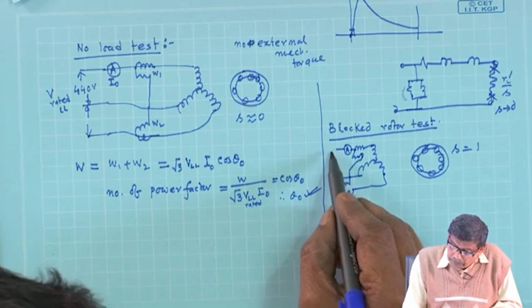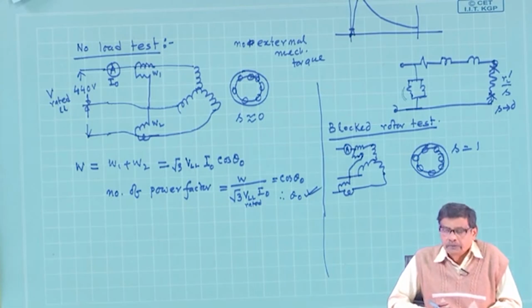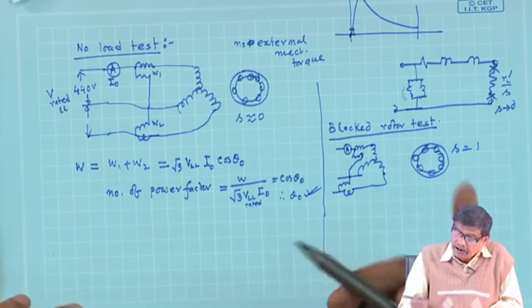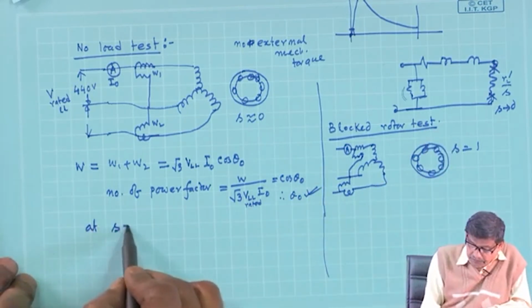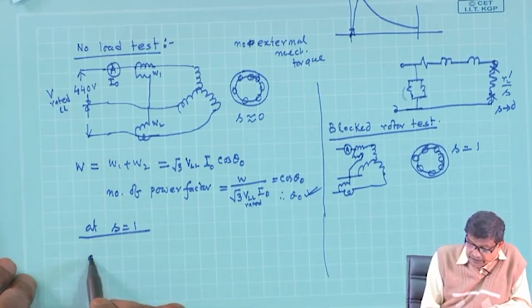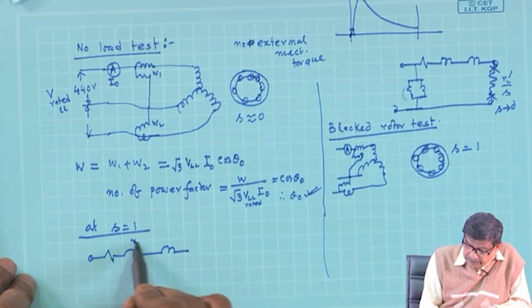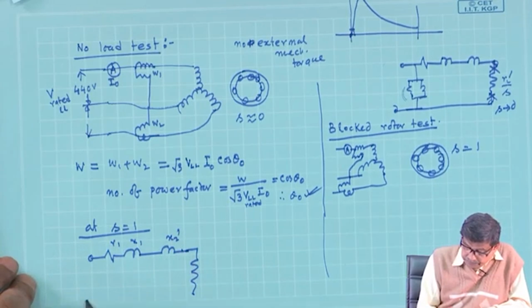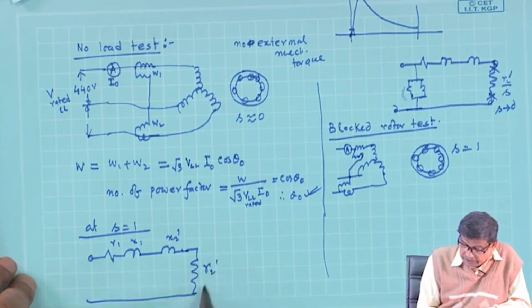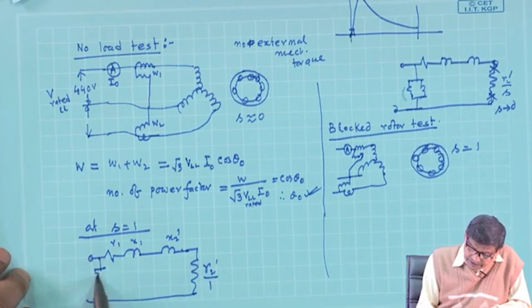Now, the question is how much voltage should I apply? Should I apply the rated voltage? No. Why? Because under blocked rotor condition at S equal to 1, in the equivalent circuit you can no longer neglect this X2 dashed. This will be R2 dashed by 1, S equal to 1, and these branches are there.